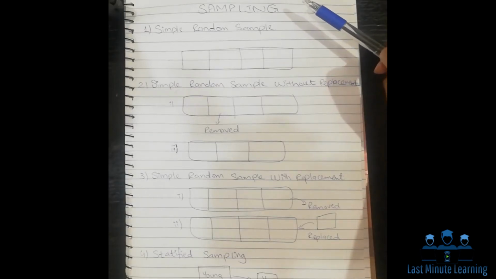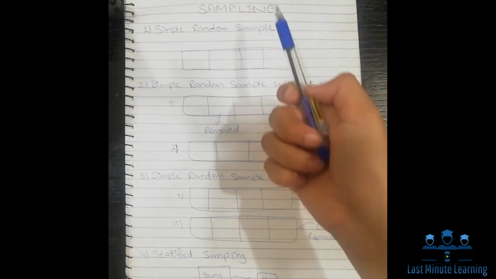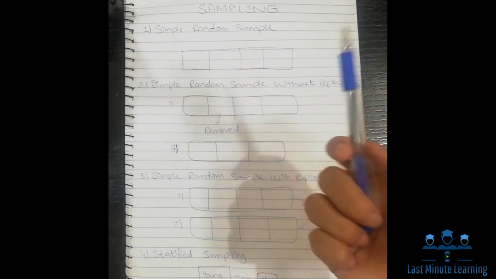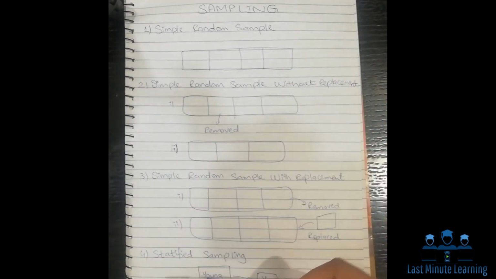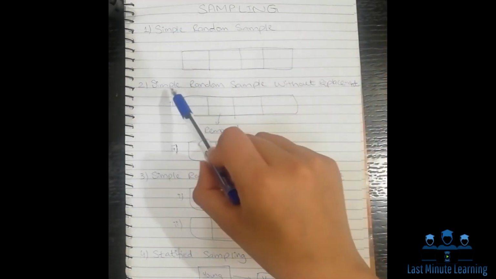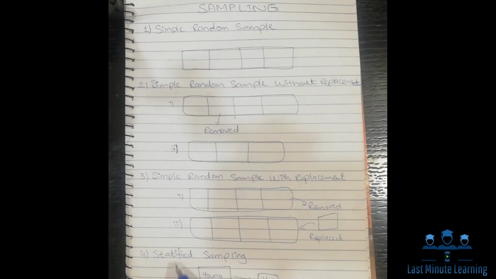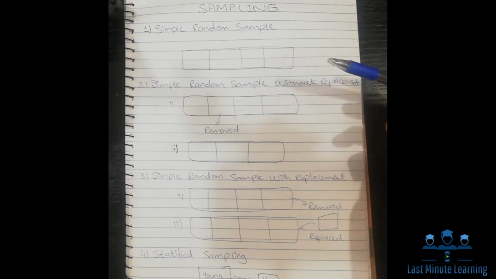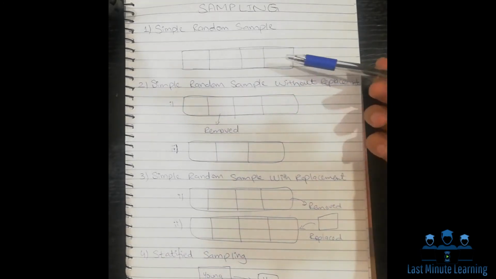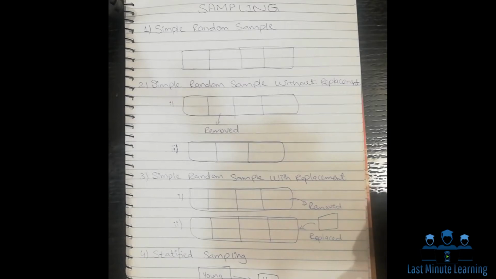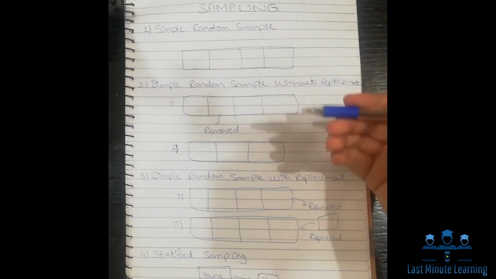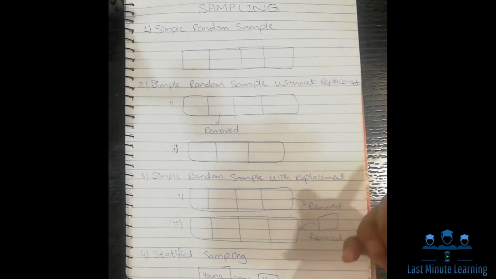Today the topic which we are going to study is sampling. How do we actually do the sampling for data mining? There are total four steps which are shown over here. Simple random sample, second is simple random sample without replacement. This one is with replacement. Stratified sampling. Now, as you can see over here, there are only the diagrams. I think that we can remember things through diagrams more easily than through the English translation or English words.